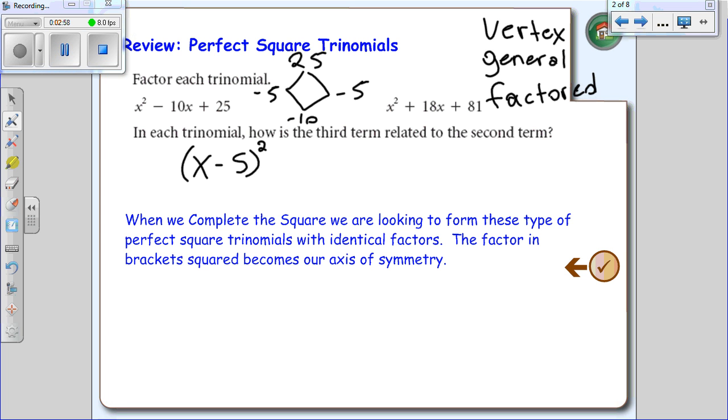This should all be reviewed. That's called a perfect square trinomial. Remember, we use those when we wanted to complete the square. This one, another perfect square trinomial, it'd be 9 and 9. 9 times 9 gives you 81. 9 plus 9 gives you 18. So it would be x plus 9 squared. We're going to need to remember that, and how to complete the square, to be able to switch between forms. So that's what we're going to do to practice.